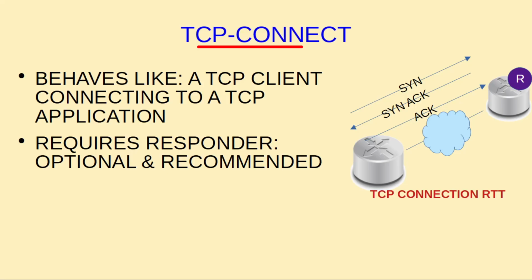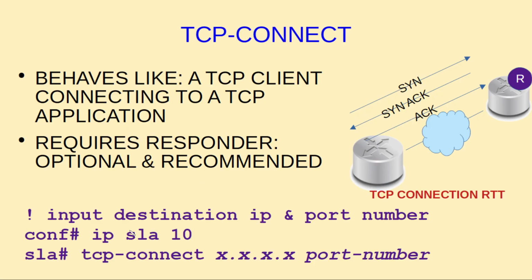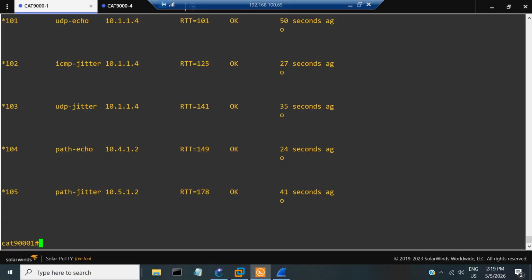The next operation will be TCP-CONNECT. In this case, we are trying to simulate in a general manner how a TCP connection will behave from one part of the network to another. We require a responder optionally, but it is recommended to use one. We are going to start up a TCP connection with the typical three-way handshake, and we are going to measure the time in order to set it up. In order to use it, we are going to use the command TCP-CONNECT, the destination IP address, and the destination port.